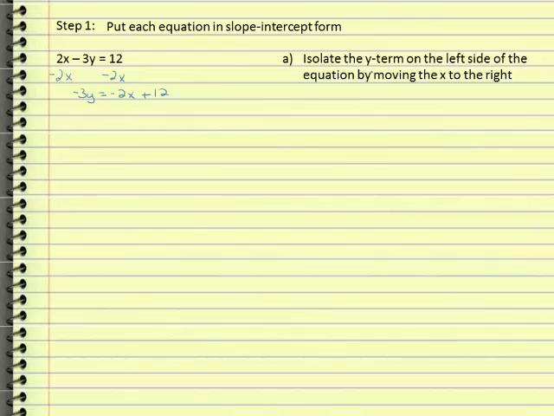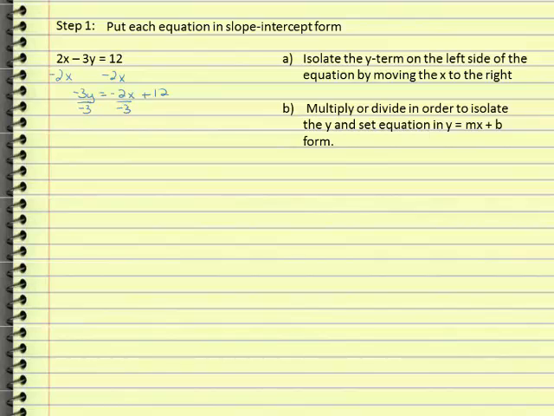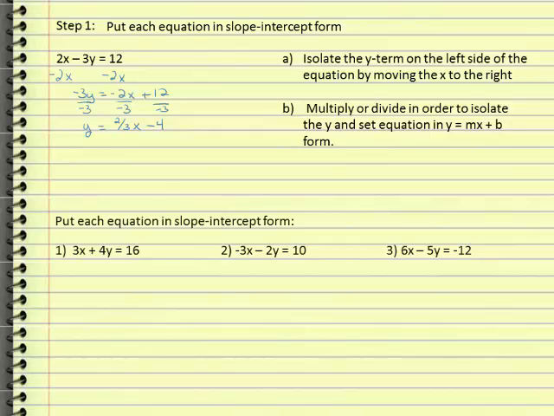The next step is to multiply or divide in order to isolate the y and to put the equation into y equals mx plus b form. Since we have negative 3 times y, we're going to divide. We divide everything by negative 3. All terms have to be divided. And we get y is equal to 2/3 x minus 4. We're in y equals mx plus b form.